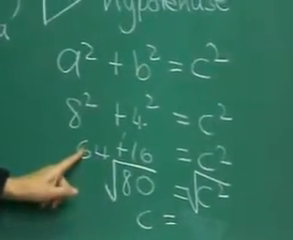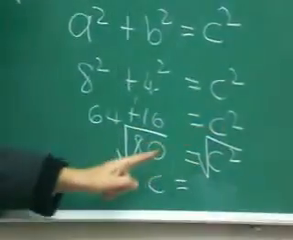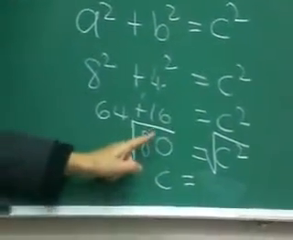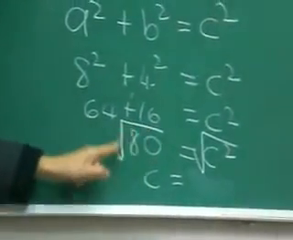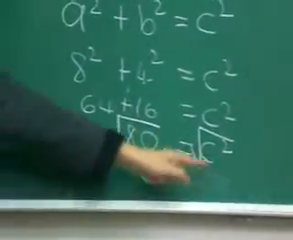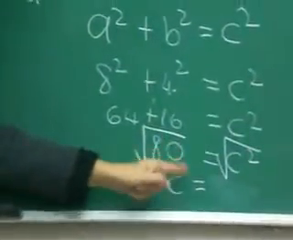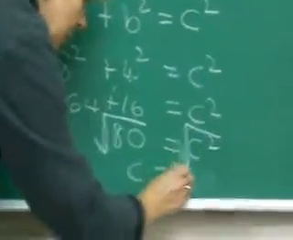Now 8 squared we know is 64. 4 squared is 16. That gives us 80. 64 plus 16 is 80. So we find the root of 80. That would be C. So we root both sides. C squared rooted, 80 rooted. So C becomes 8.9.